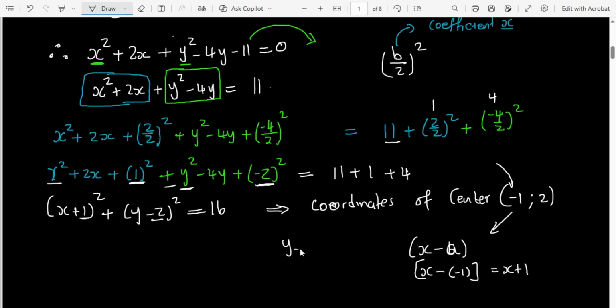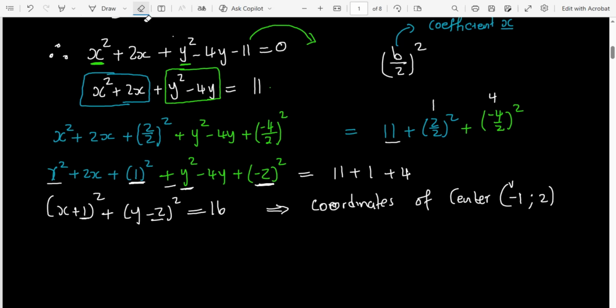Same applies. Remember, this will be y minus b, close the bracket, squared. But when we substitute the 2, this will be y minus, inside the bracket, 2, which gives us y minus 2. I hope you guys understand what I'm trying to explain here. But the best thing for you to know is, if you have positive 1, just know that the x value of the center will be minus 1. And if you have minus 2, just know that the y value of the center will be positive 2. I hope you are still with me on that.